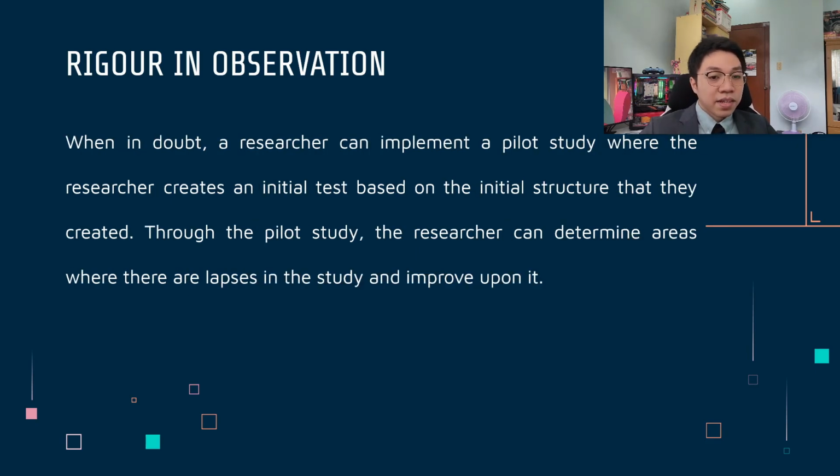When in doubt, a researcher can implement a pilot study. So, a pilot study is an initial test based on the initial structure created. So, through the pilot study, a researcher can determine areas or weaknesses in their research, and they can improve upon this when they do implement it for the actual events or the actual observation that they are to conduct.